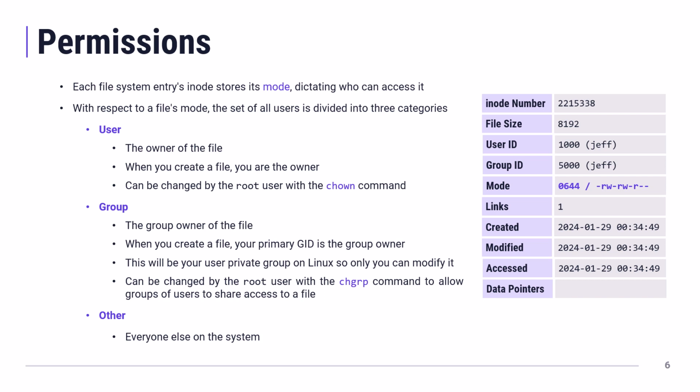Now, with respect to a file's mode, Linux will divide up the set of all users on the system into 3 groups. We have user, group, and other. So the user is the owner of the file. When you create a file, you become its owner. And so we have a set of permissions for the user.